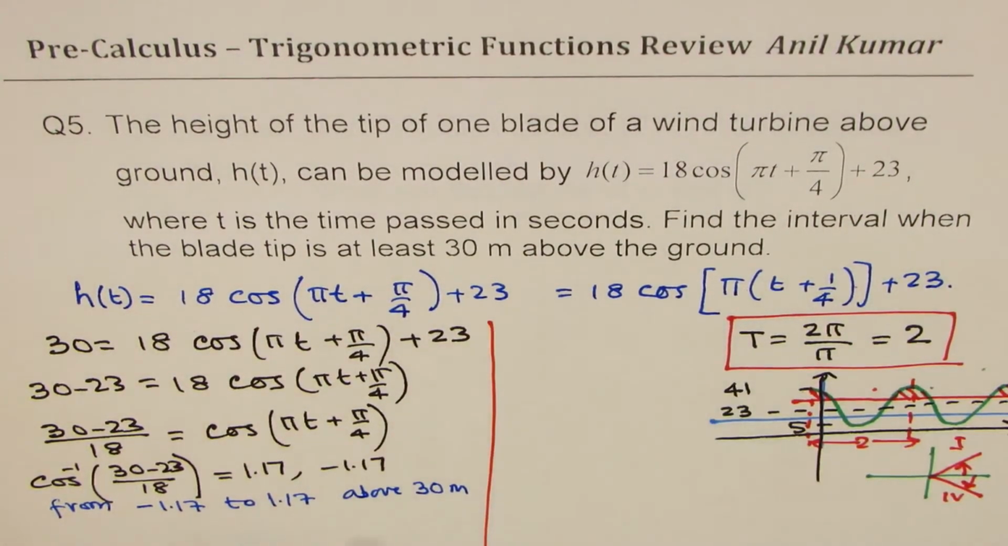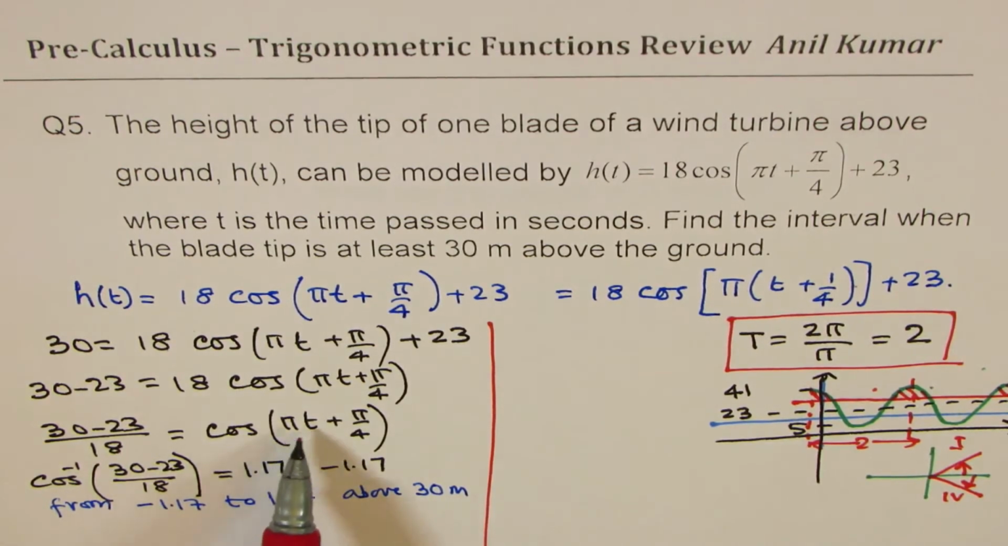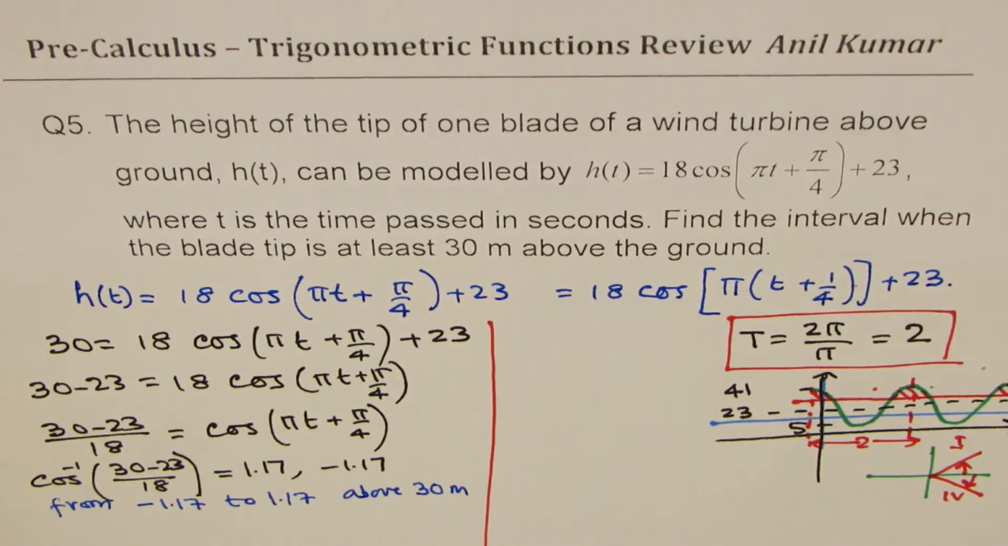Okay. Now, this value of theta is actually pi t plus pi by 4. So it is not t. So we have to now calculate t based on these two values. Perfect. So we'll continue.